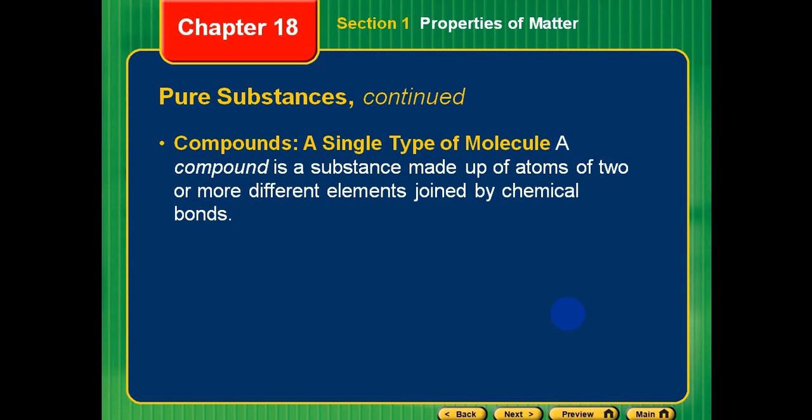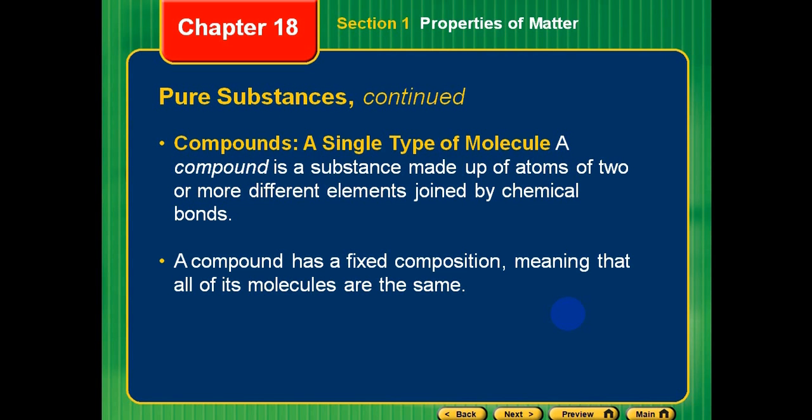A compound is a substance made up of atoms of two or more different elements joined by chemical bonds, and we will see how. A compound has a fixed composition, meaning that all of its molecules are the same. Like when I say water, water is a compound. It's made of 2 hydrogen atoms and 1 oxygen atom.